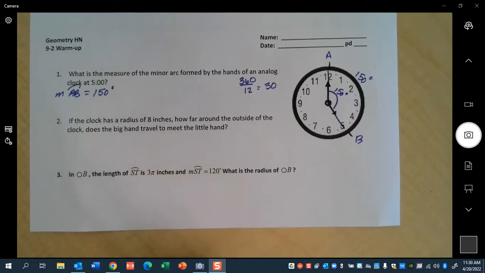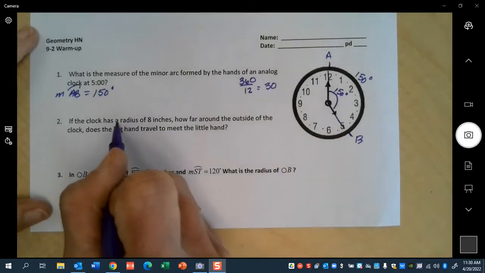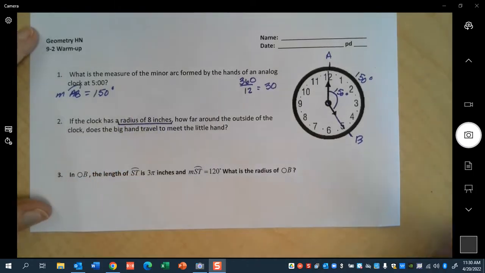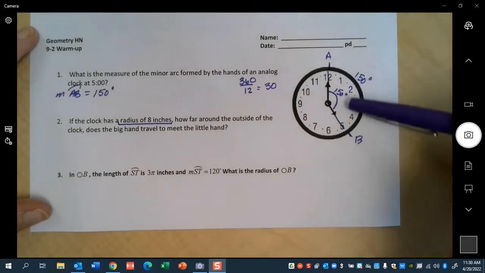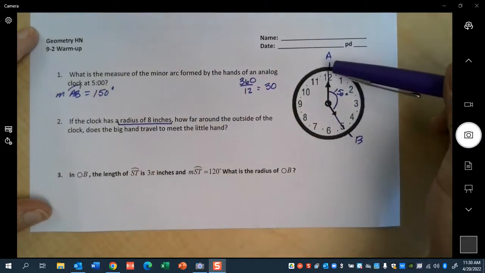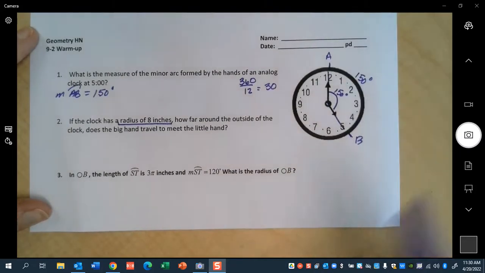So reading that clock, depending on what size your clock is, the distance from A to B around the circle is different. So it's not until I have a radius measure that I can tell you how far it is on this clock. Once they tell me I have a radius of 8 inches, if I wanted to know how far around the outside of the clock the big hand travels to meet the little hand.